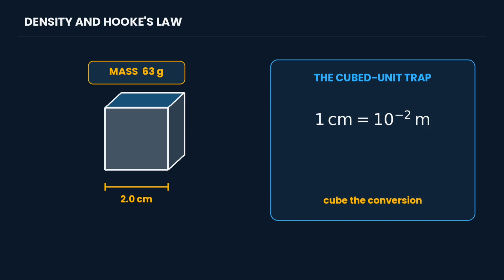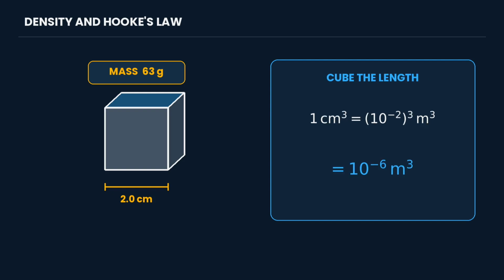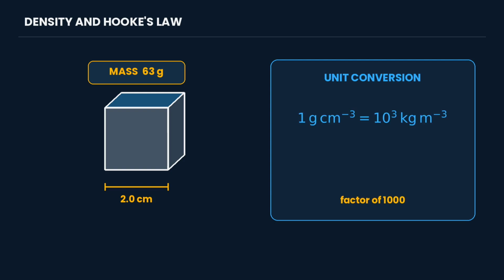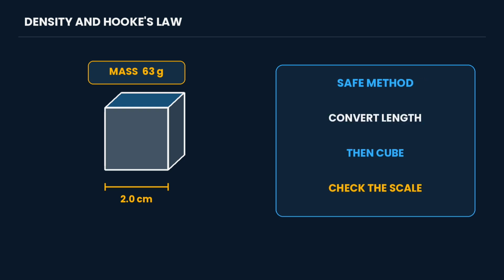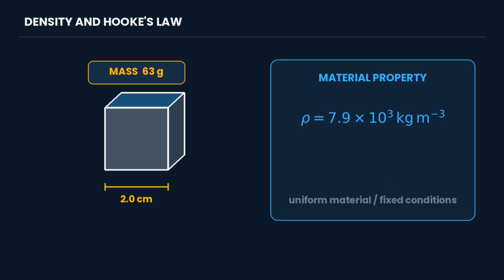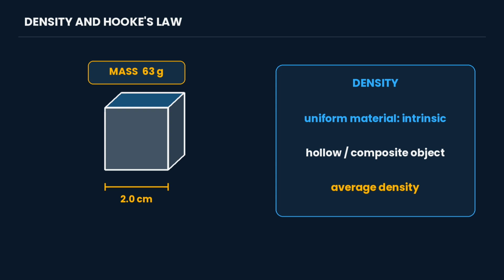1 centimetre is 10 to the minus 2 metres, so 1 cubic centimetre is 10 to the minus 6 cubic metres. Therefore, 1 gram per cubic centimetre is 1,000 kilograms per cubic metre. Convert the length before cubing and then check the scale. For a uniform material under fixed conditions, density is intrinsic. A hollow or composite object has an average density.